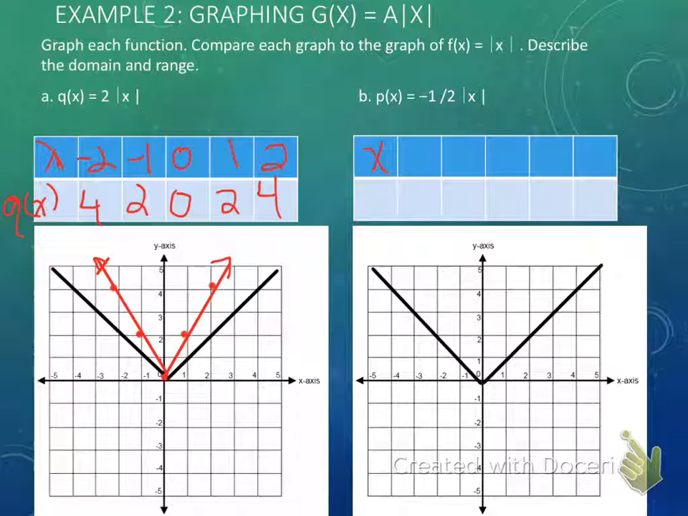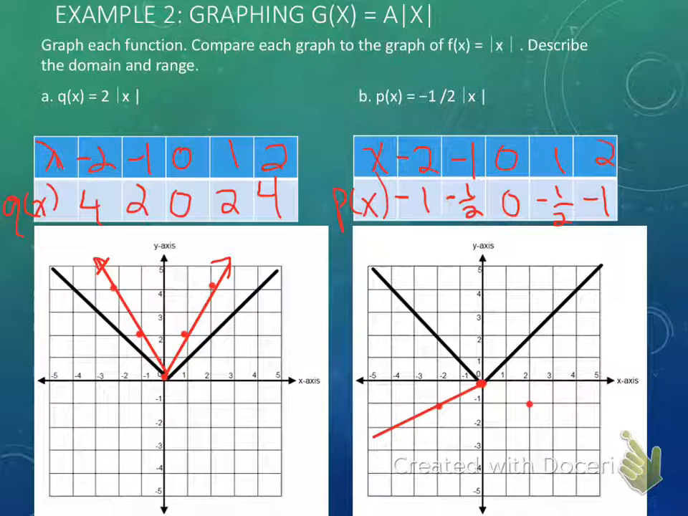So we've multiplied by a whole number. Now we're going to take it times a negative fraction. So I'm just going to go -2, -1, 0, 1, 2 again, and I'm going to end up with the values of -1, -1/2, 0, -1/2, and -1. So I'm just going to go ahead and plot the -2, -1, my 0, 0, and 2, -1, just to show you here that, notice what's happened now?